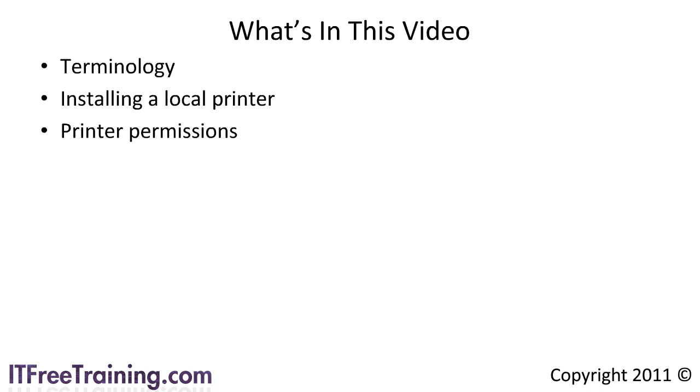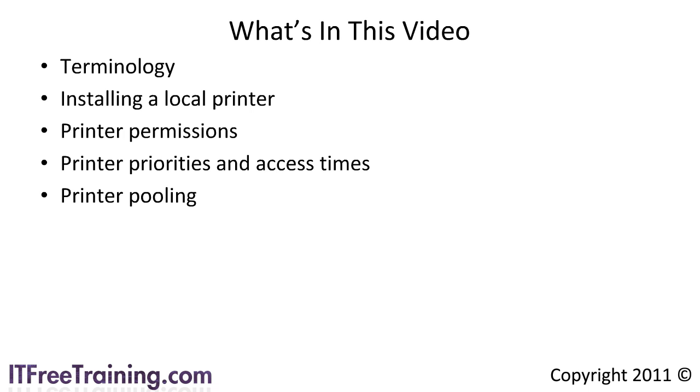This will determine who has access to the printer, but if you have users that need extra priority, in other words, their jobs need to be printed first, you can change the printer's priority and also availability times. Next, I'll look at printer pooling. Printer pooling is used when you have multiple printers of the same type and they all work as one.